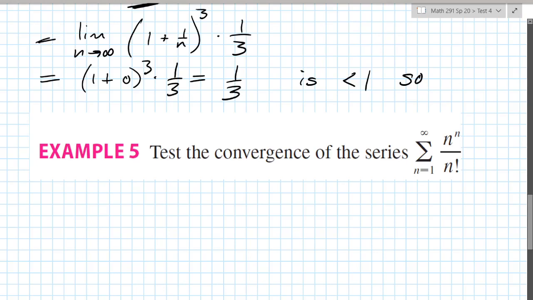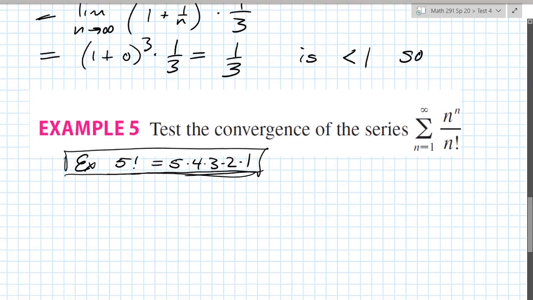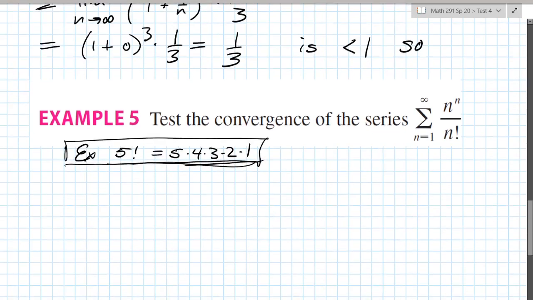Now, what's a factorial? Just as a reminder, for example, 5 factorial is 5 times 4 times 3 times 2 times 1, right? So, just a reminder there. So that's n times n minus 1 times n minus 2 all the way down to 1.